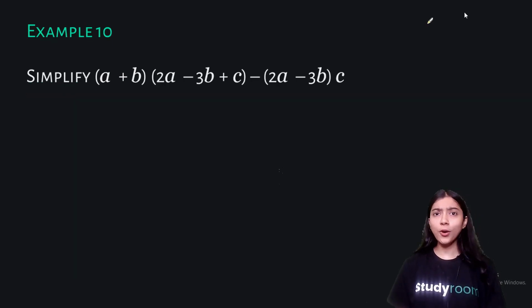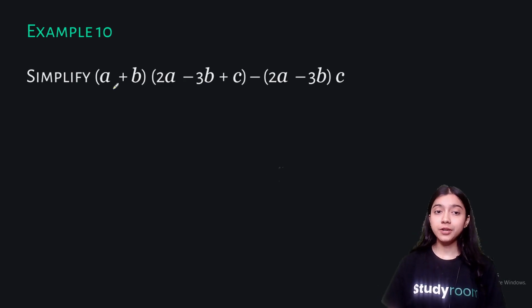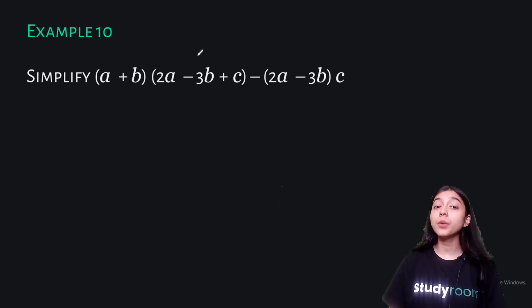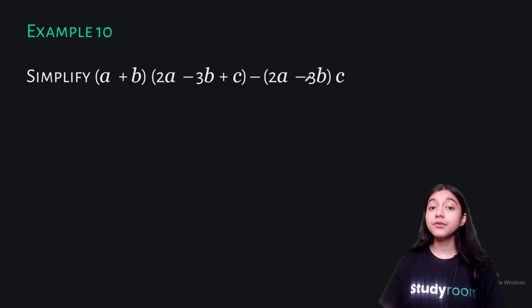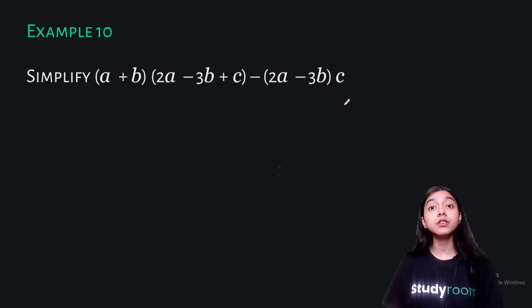Now, using all the knowledge that we have learned till now, let us simplify this question. Over here, we have a plus b. This is a binomial. And we have 2a minus 3b plus c, which is a trinomial. So we have multiplication of a binomial and a trinomial. Again, we have 2a minus 3b, which is a binomial, and c, that is a single term, which means it is a monomial. So we have multiplication of a binomial and trinomial, and over here we have multiplication of a binomial along with a monomial.